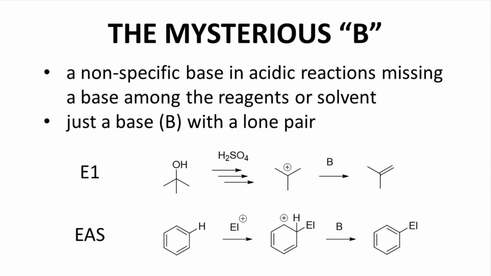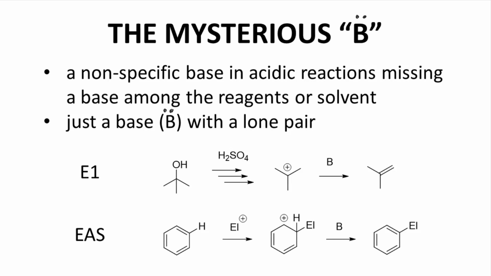The final base I want to discuss is the mysterious B, just a neutral B with a lone pair. I use B as a base in my classes for certain situations. Note that your instructor may not, so follow your instructor's wishes. In a fairly small number of reactions, the conditions are very strongly acidic and do not include an obvious base, not even a weak one, from among the reagents or solvent. In these reactions, you sometimes need a base to remove a proton during the mechanism. In these cases, something must be serving as the base. I call that base B with a lone pair.